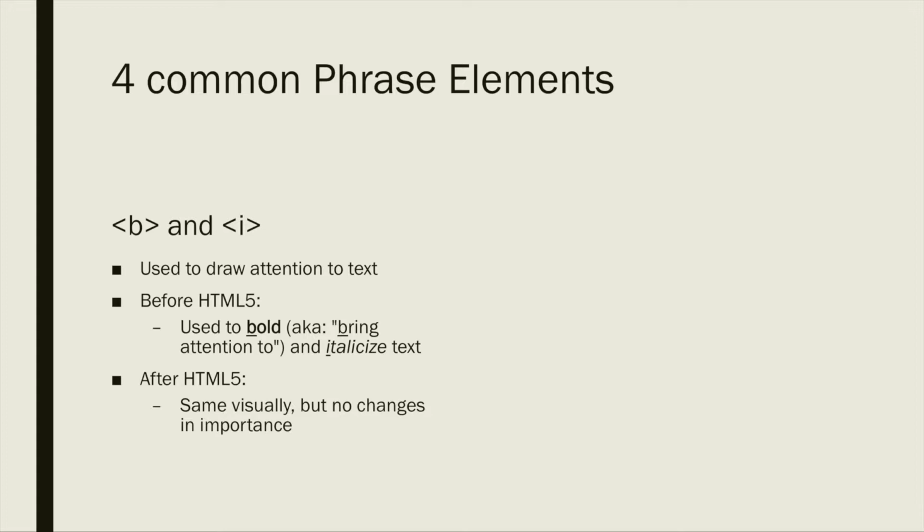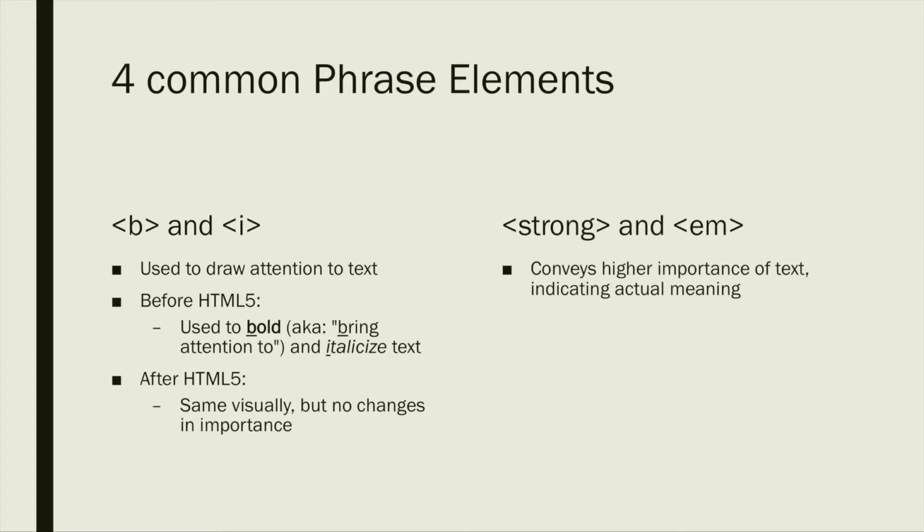After HTML5, these things do the exact same effect visually, but there have been no changes in the importance of the text. After HTML5, we have things that are the replacement of B and I, although B and I are still used, but in this case we have strong and EM. They convey a higher importance of text, indicating actual meaning. Otherwise, every single sentence would sound exactly the same with no emphasis or change on the text whatsoever. But now that you have modifications in the text, you can tell which text is important and which text isn't.